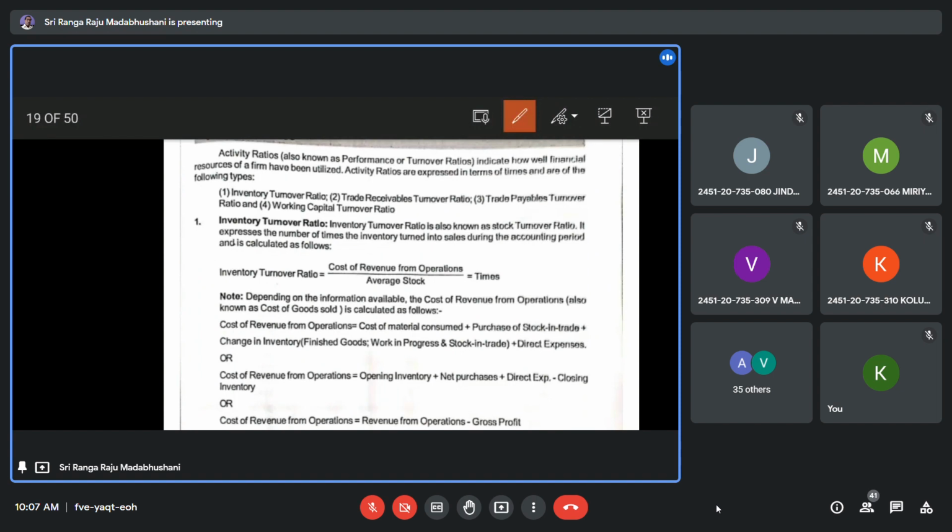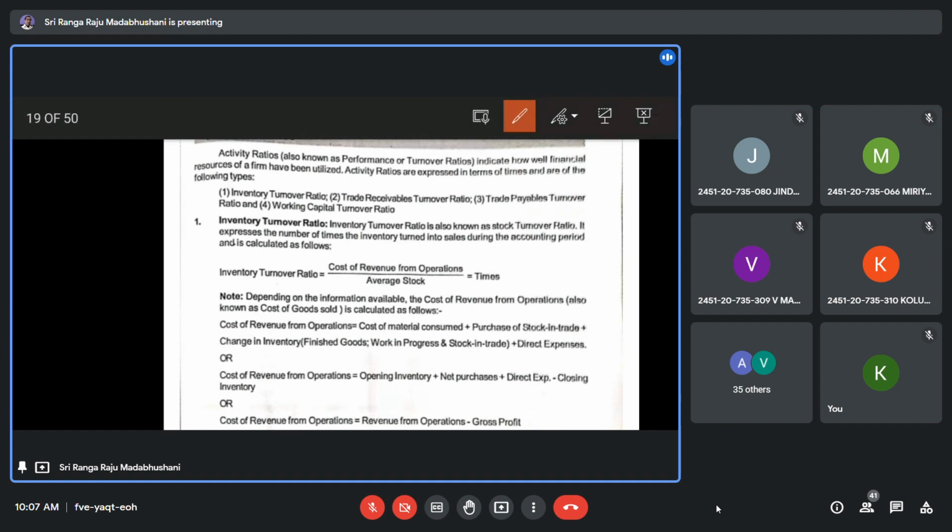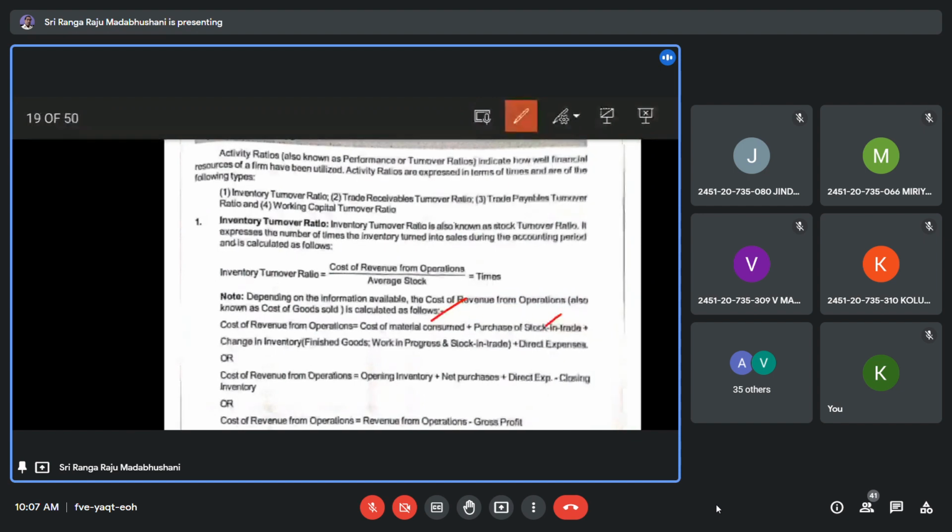Depending on the information available, cost of revenue from operation, also known as cost of goods sold, is calculated. Cost of revenue from operation is cost of material consumed plus purchases in trade, plus change in inventory. So how to find out? So cost of goods, work in progress rate.